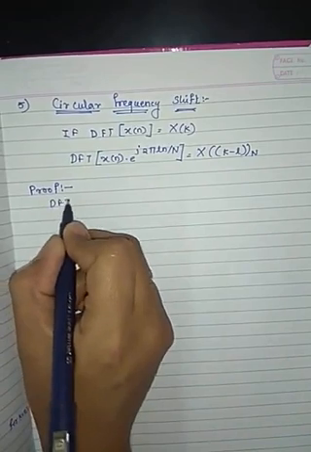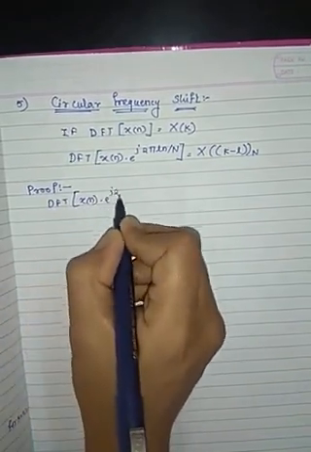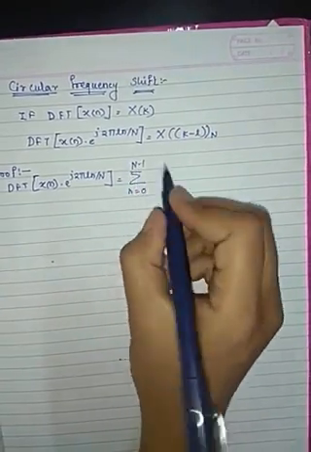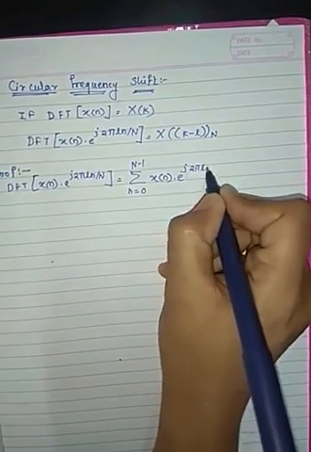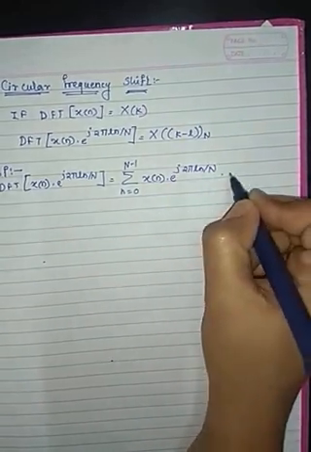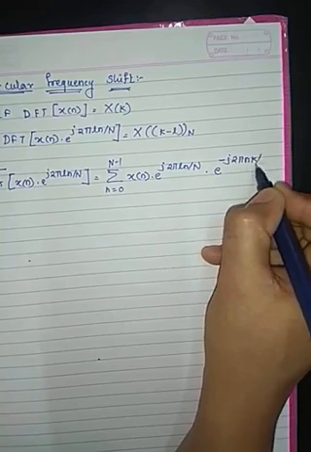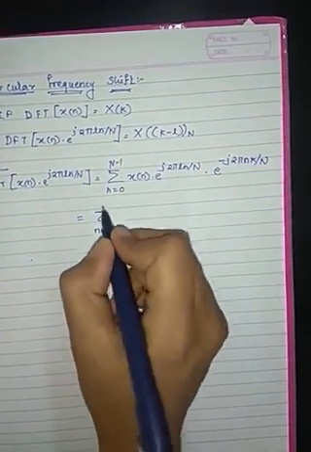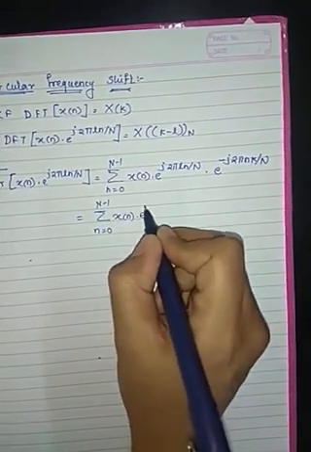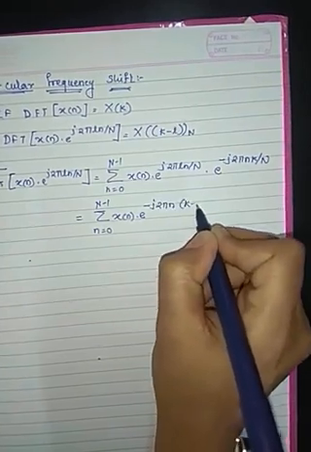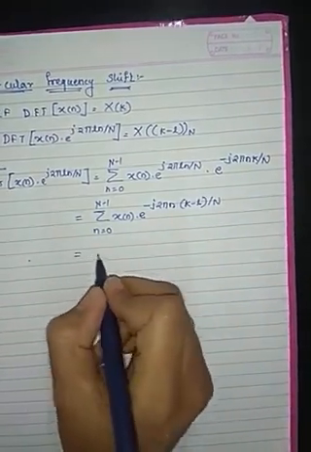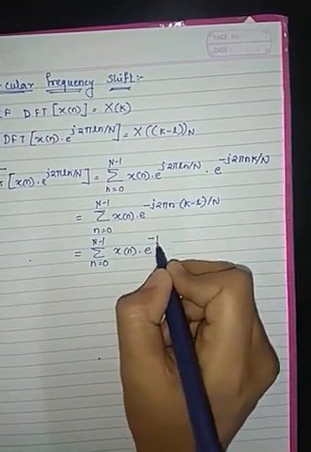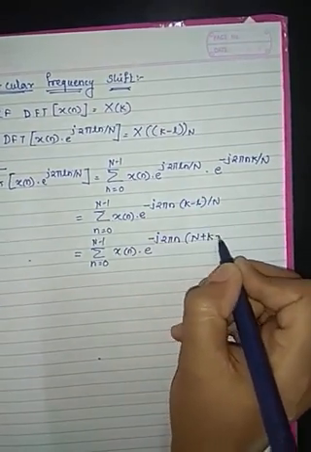We know that according to the definition, the DFT of x of n into e raised to j 2 pi ln divided by N is equal to summation from n equal to 0 to N minus 1 of x of n into e raised to j 2 pi ln divided by N, this whole sequence multiplied by e raised to minus j 2 pi nk divided by N. After simplifying this, we have summation from n equal to 0 to N minus 1 of x of n multiplied by e raised to minus j 2 pi n (k minus l) divided by N.